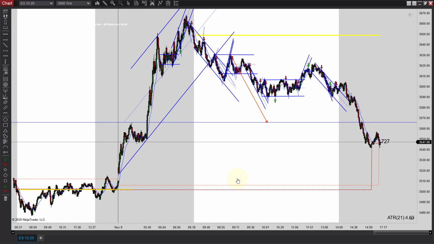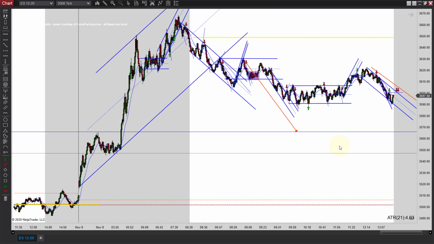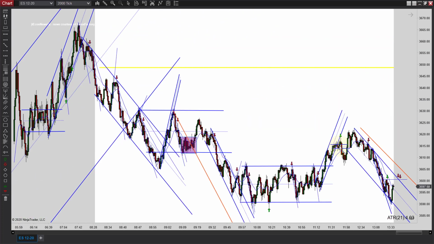So it turns out you've got a leg right here. Wrong one. And then another leg here, and you can see we basically had a perfect measured move down. So use those measured legs, they'll help you.